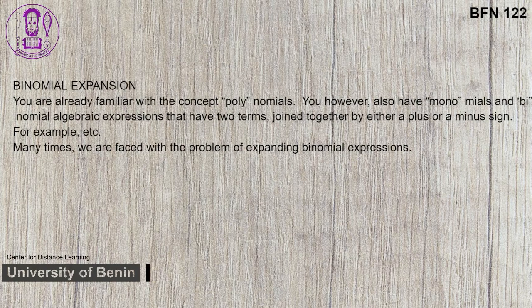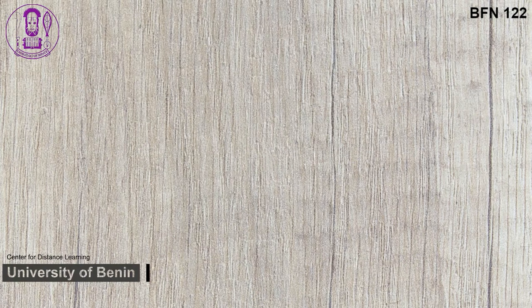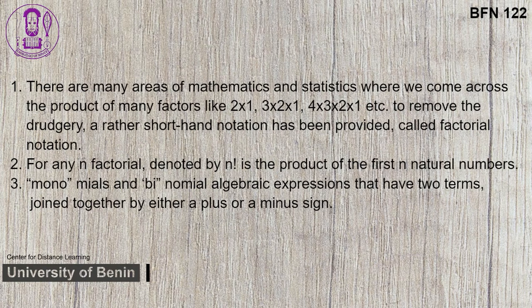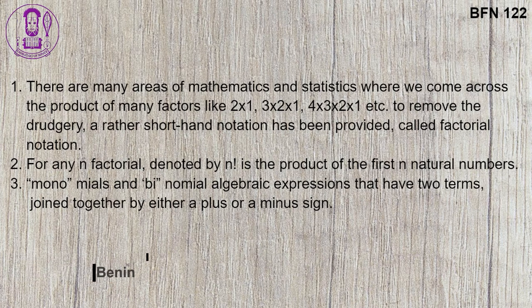Summary of Study Session 1. In Study Session 1, please note the following. 1. There are many areas of mathematics and statistics where we come across the product of many factors like 2 by 1, 3 by 2 by 1, 4 by 3 by 2 by 1, etc. To remove the drudgery, a rather shorthand notation has been provided, called factorial notation. 2. For any n, n factorial, denoted by n!, is the product of the first n natural numbers. 3. Monomials and binomial algebraic expressions have two terms, joined together by either a plus or a minus sign.